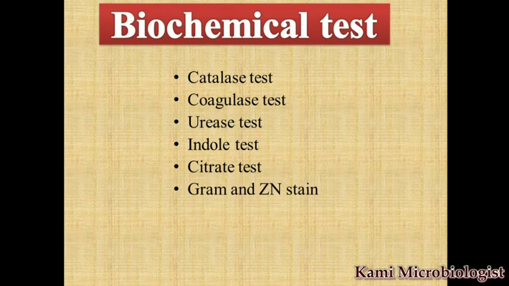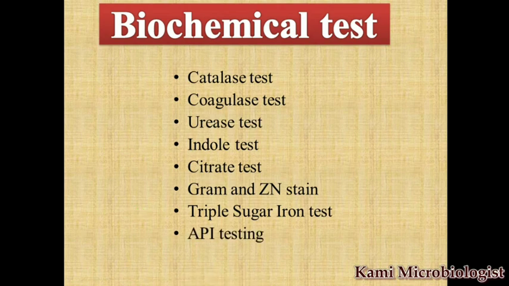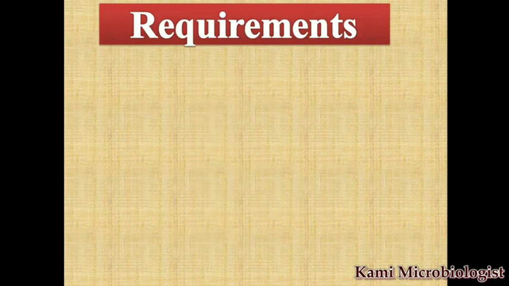Then we have gram stain and ZN stain. Gram stain is used for every type of bacteria, gram positive and gram negative, and ZN stain is used for acid-fast bacteria like Mycobacterium tuberculosis. Then we have the triple sugar iron test, which is used for GNR, gram-negative rods. And we have API testing, which is also used for gram-negative rods. So these are the most common biochemical tests that we perform during pleural CS.